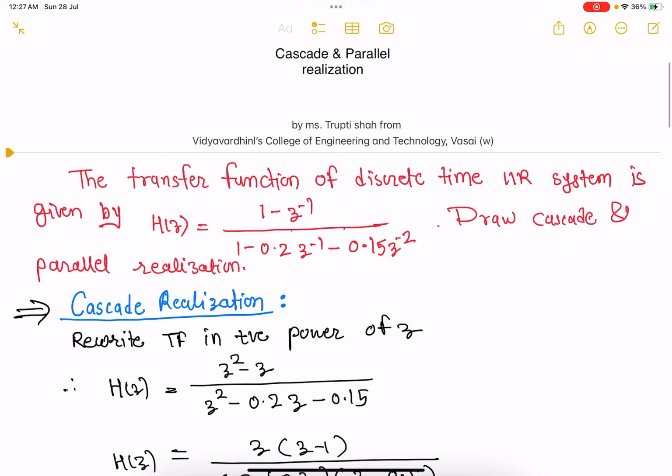Today I will be explaining cascade and parallel realization of IIR filter. Here the transfer function of IIR filter is given. This is the transfer function and the question is: draw cascade and parallel realization of it. First we'll start with the cascade realization.